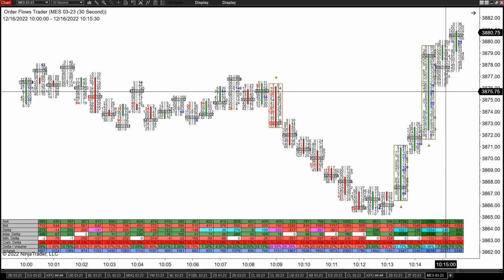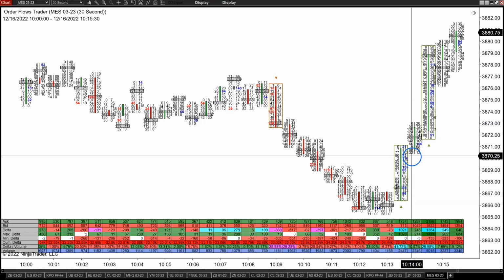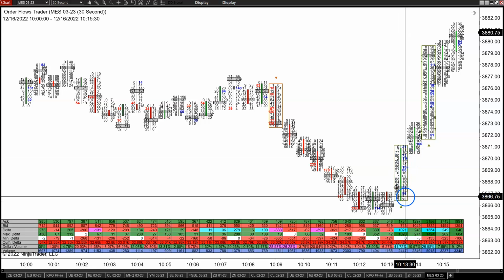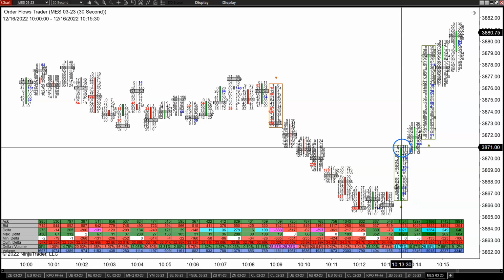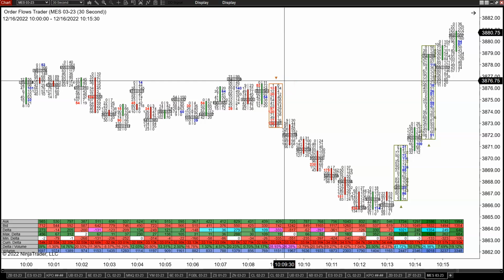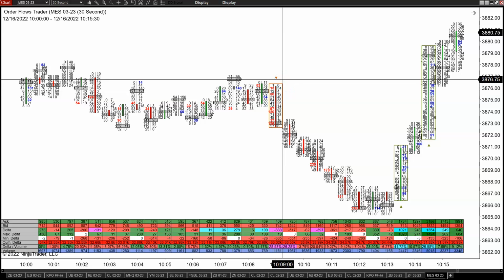All right, and where does your stop go? Well, obviously you have to hide behind some of these imbalances. For me, the worst case scenario stop is below the low of the signal bar, or above the high of the bar that you're getting short off of, if you're getting short.